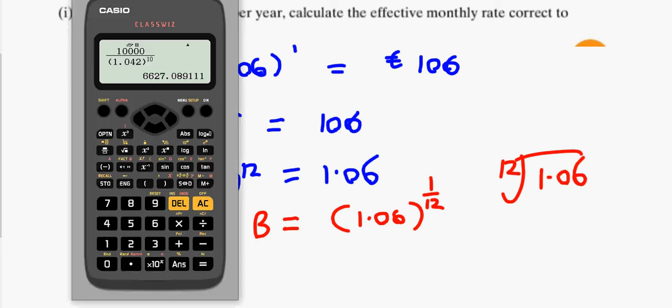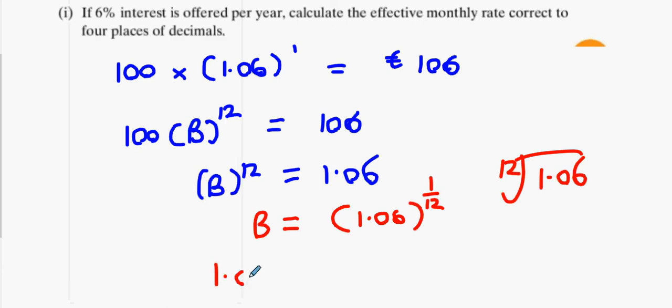Okay? So shift 12 root it, and we 12 root 1.06. We get an answer bigger than 1. What's the answer here? 1.00487. Okay, now look at this answer.